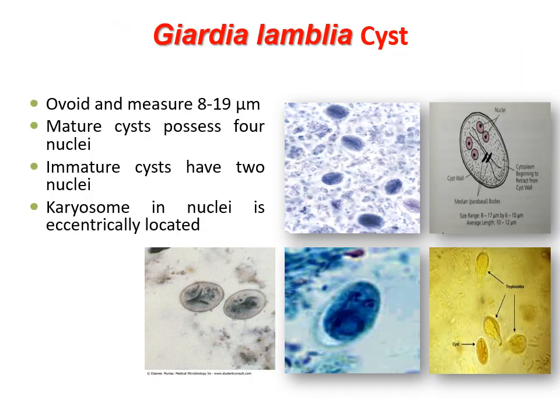As for Giardia lamblia cysts, which are the form of transmission of the parasite and which we ingest in contaminated food or water, these cysts are usually ovoid.